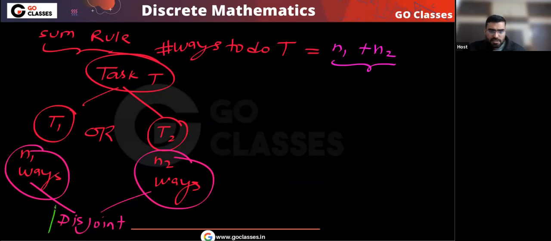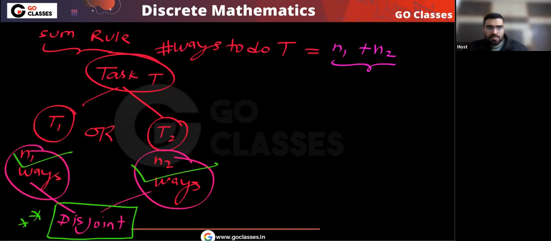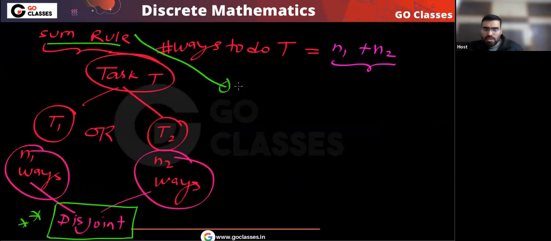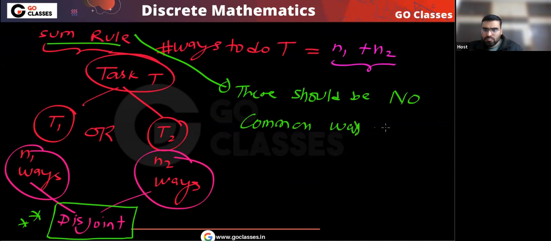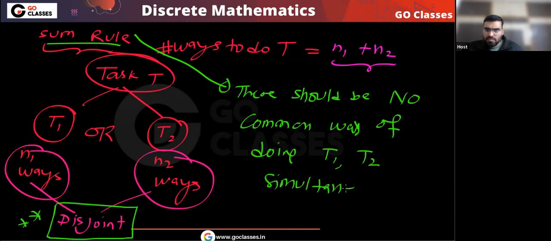Let me just write it here. This is very, very important. These n1 ways and these n2 ways must be completely disjoint. So there should be no common way of doing t1 and t2. Basically, in this summation rule, there should be no common way of doing t1 and t2 together simultaneously.